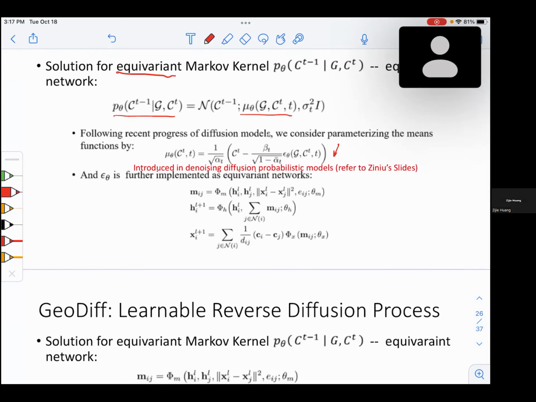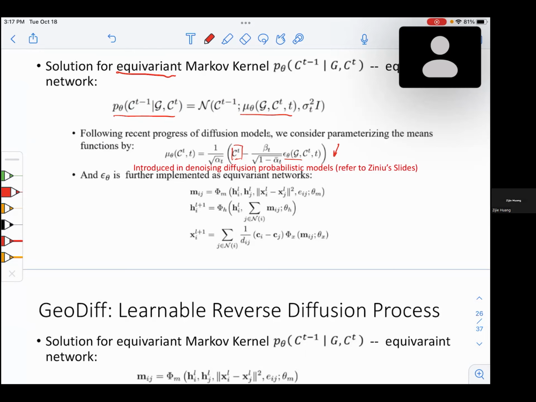So back to here, what we have to achieve is just to ensure this epsilon theta, this error function, satisfies equivariance, because we have already shown how we make the CT, by utilizing this COM-free system, an invariant-like representation.